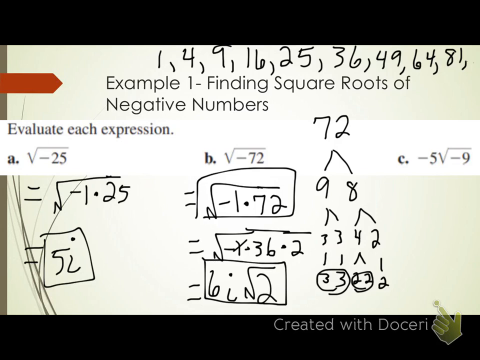Where did 36 come from, though? I broke down 72 into 36 times 2, because 36 is the biggest perfect square that goes into 72. Does that make sense?